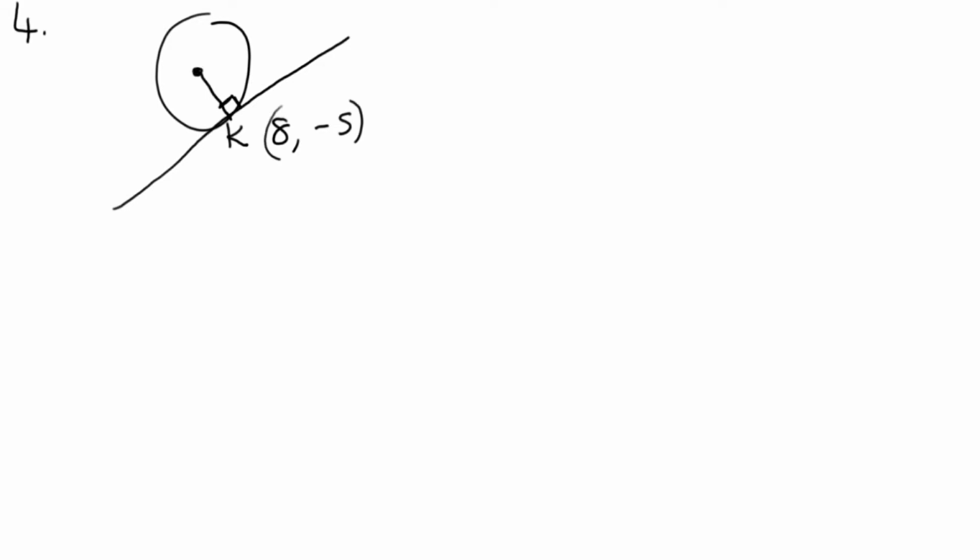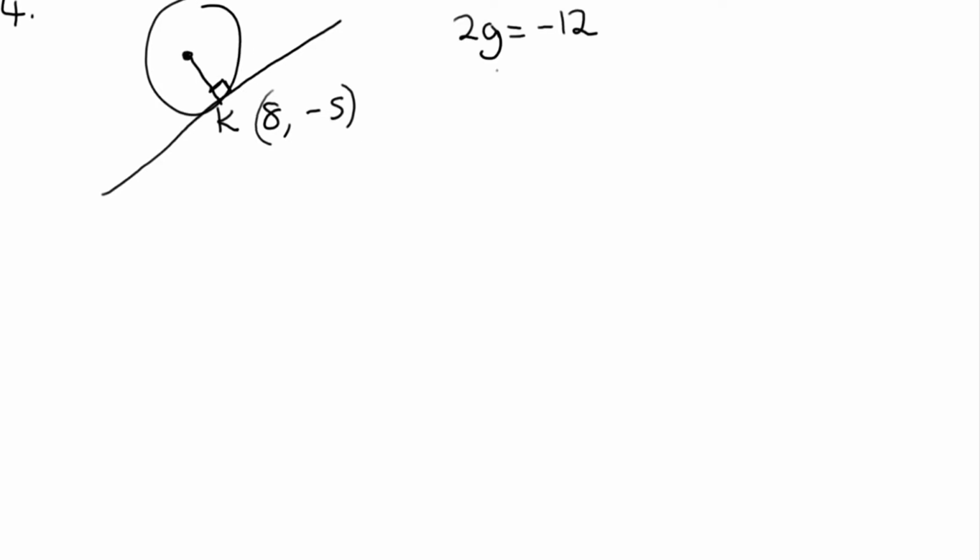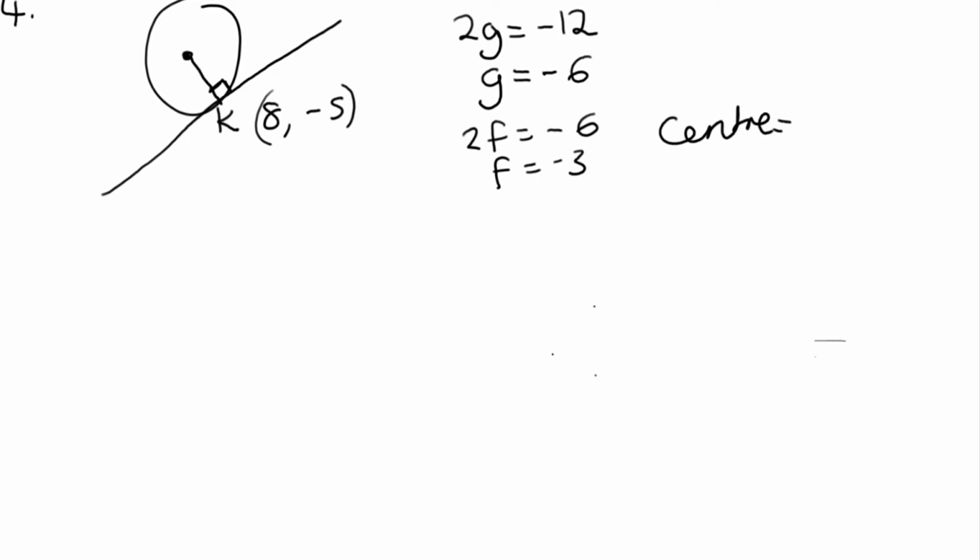To find the centre of the circle, 2g equals negative 12, so g equals negative 6. 2f equals negative 6, f equals negative 3. So your centre is (negative g, negative f), which is (6, 3). So (6, 3) is in here.